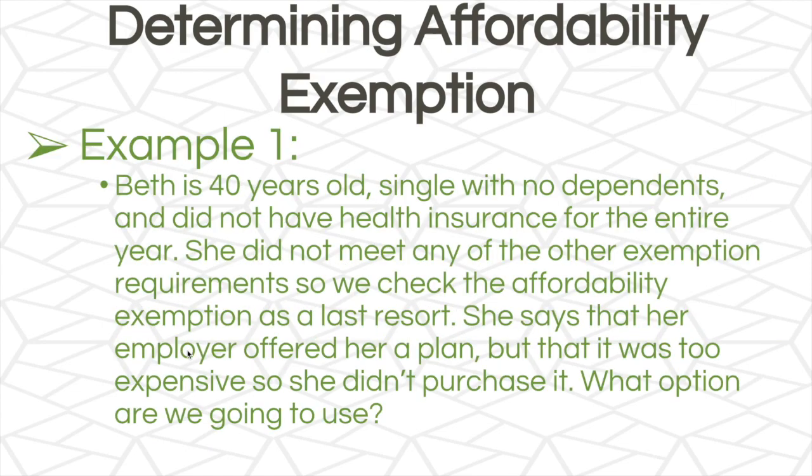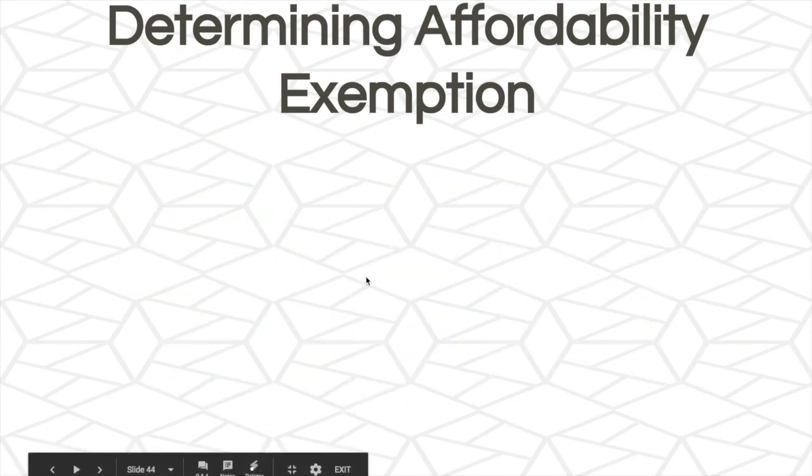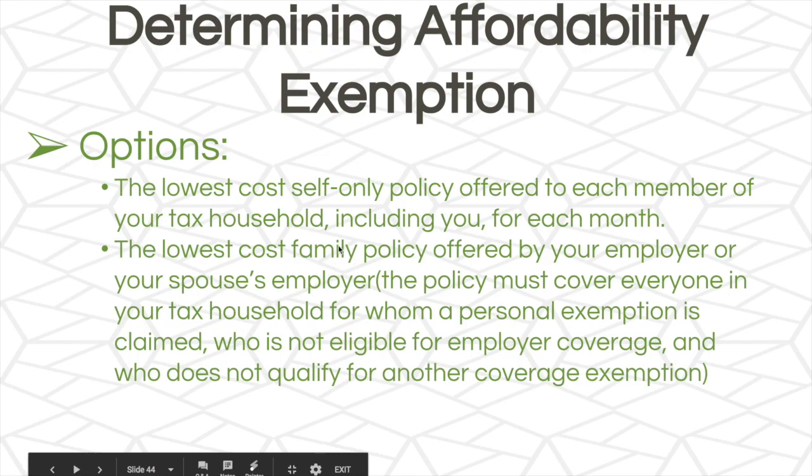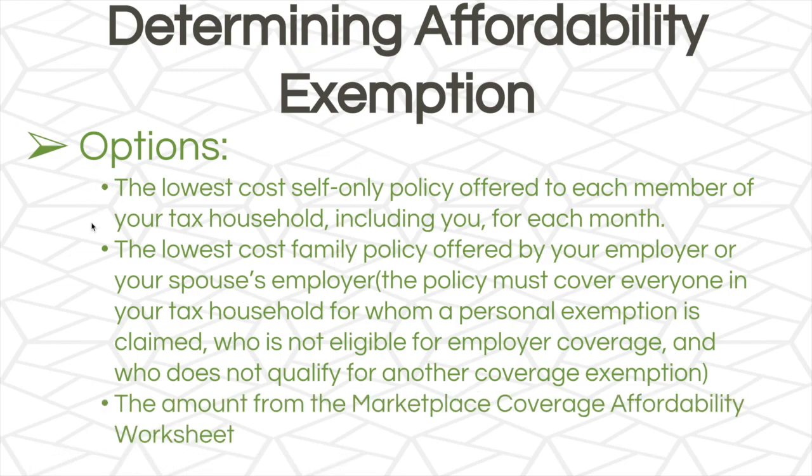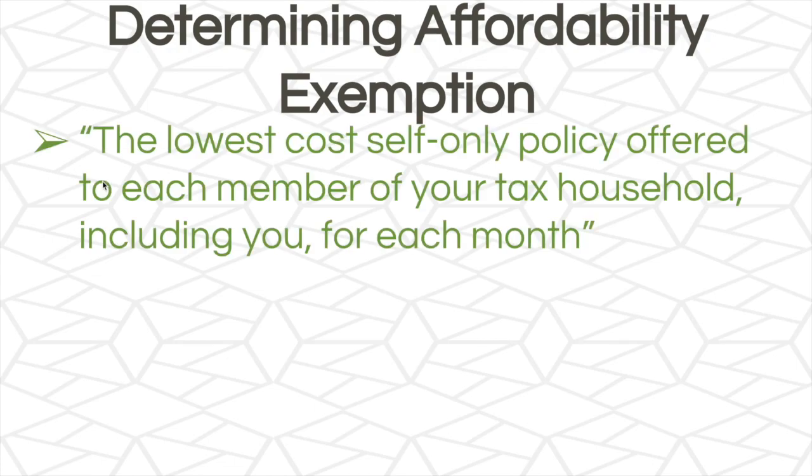It says she did not meet any of the other exemptions. She said that her employer offered her a plan, but that it was too expensive. She's not married, so she's not going to have the family option. So we're going to stop right here at the first one. She had the offer of a self-only policy for the year, and so that is the option we're going to use to see if it is considered affordable or not.